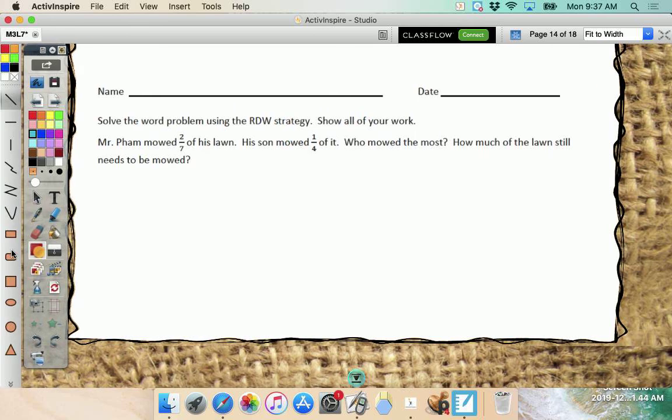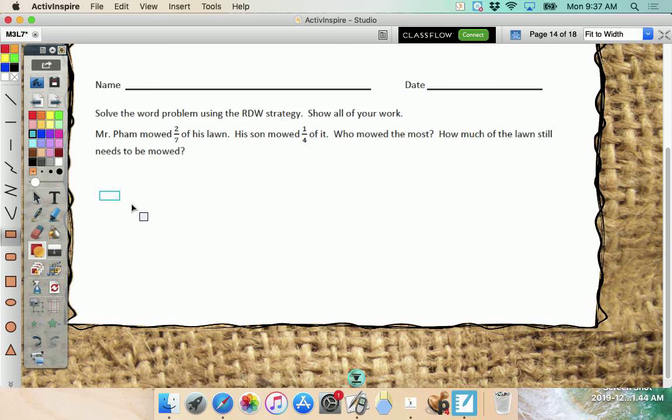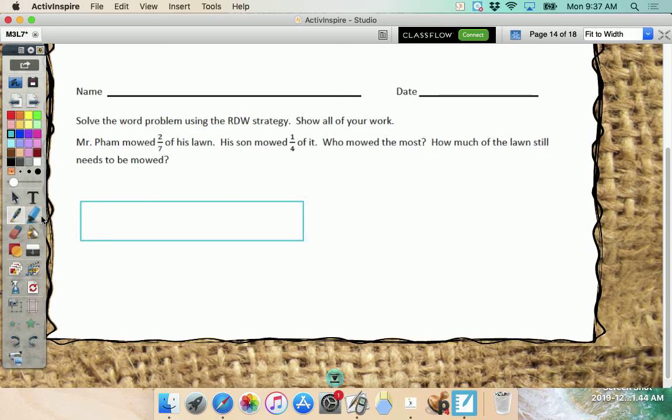I want to start by drawing, what do you think I'm going to draw? A tape diagram. So go ahead and draw a tape diagram. And on my total, I've got one whole lawn. So I'm going to call it 1. And then we've got 3 parts, and these are not to scale, okay? We've got some lawn that is left to mow. We've got his son, right? And we've got Mr. Pham. Okay?